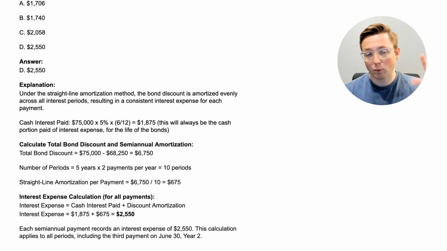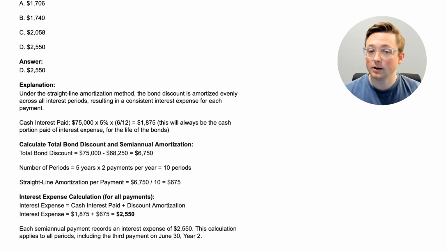And by the way, we're not going to go over the straight line method for premiums, but it's the exact same idea, just applied to a premium. So the interest expense is going to be the same each period, but it's going to be decreasing the carrying amount instead of increasing the carrying amount. But other than that, it's the exact same.